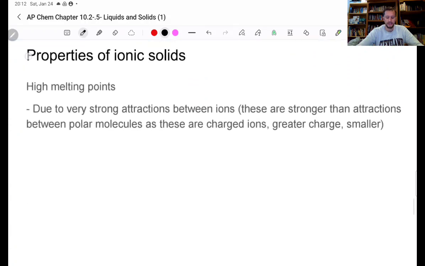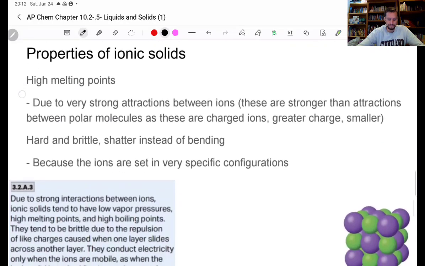And so as a result of that, you should understand properties of ionic solids, including high melting points, because due to those very strong attractions between the ions, it takes a lot of energy to separate the atoms from each other. And so if it takes a lot of energy to separate them from each other and cause them to move around each other, then they have high melting points as a result.